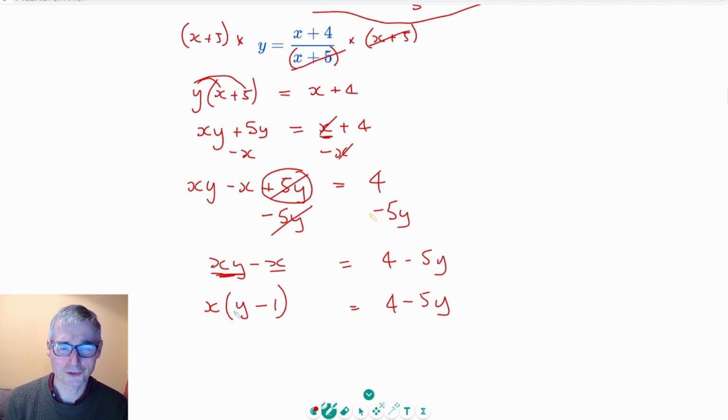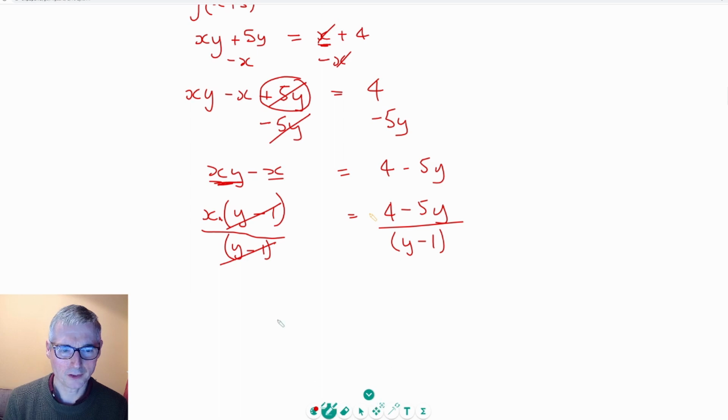Now I just want to do one more step to try and get the x on its own. So we're nearly there. So this is times. So to do the opposite, I've actually got to divide by that y minus 1, because they will cancel with each other. But again, because I've done that there, I've got to do it on this side as well. y minus 1. And when I simplify that, that just leaves me with the x on the left hand side, and on the right hand side 4 minus 5y over y minus 1. I don't really need to write the brackets there.